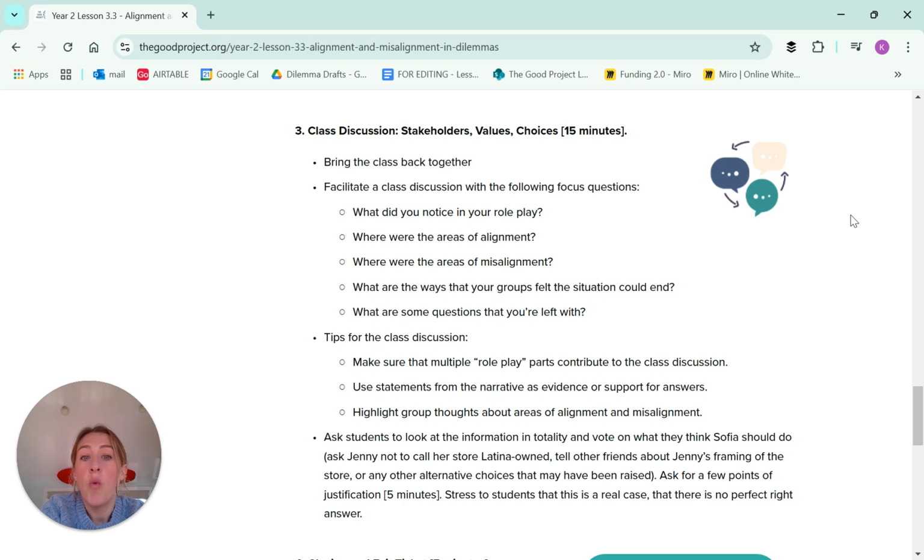You might ask them what ways their groups felt the situation could end and what questions they might be left with. Make sure that multiple role play parts contribute to the class discussion. So you don't want to just hear from everybody who played Jenny or everybody who played Sophia. You want to hear from a variety of different perspectives related to the dilemma. And you can use statements from the narrative, from the dilemma, as evidence to support their answers. You can also highlight group thoughts about areas of alignment and misalignment. So if a lot of different groups are coming up with some of the same things, you can mention that and bring attention to it.